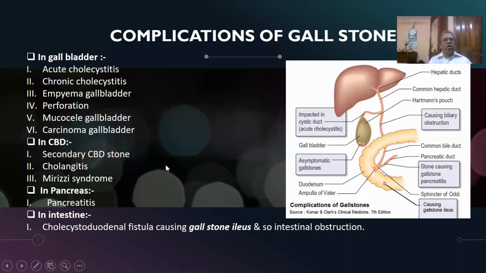These are the effects or complications of gallstone in the gallbladder, in the CBD, in the pancreas, and in the intestine. Sometimes it is in the OSPE, sometimes a written question may be presented, sometimes it is asked in the exam. Tell me the effect of gallstone in the gallbladder. Tell me the effect of gallstone in the CBD. Tell me the effect of gallstone in the pancreas. Tell me the effect of gallstone in the intestine. So that chart everybody must know, everybody must memorize it for passing the exam.